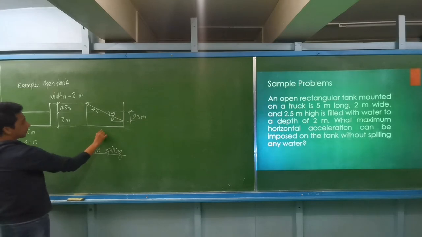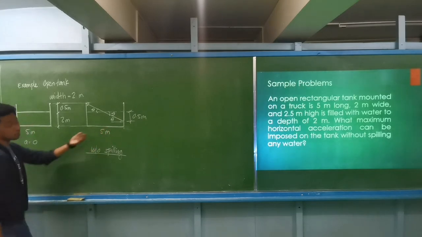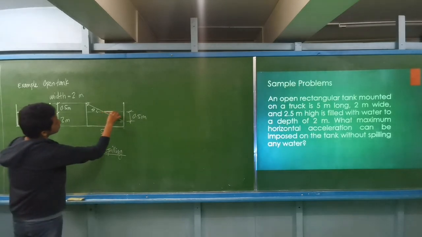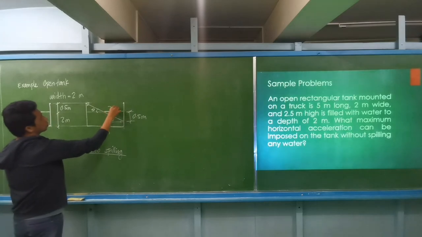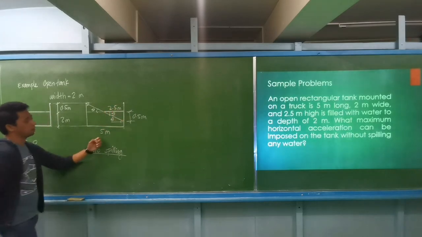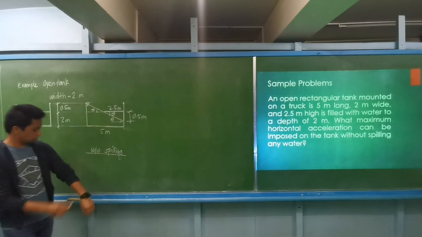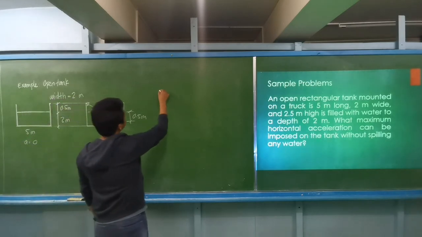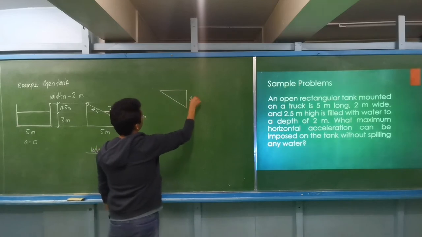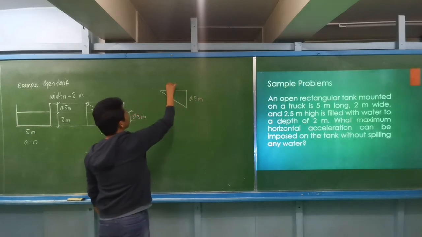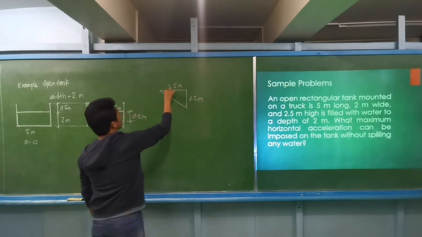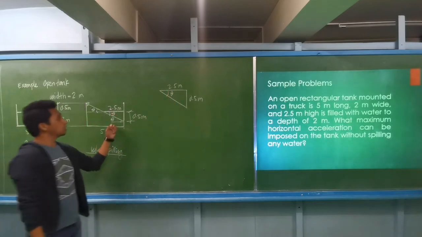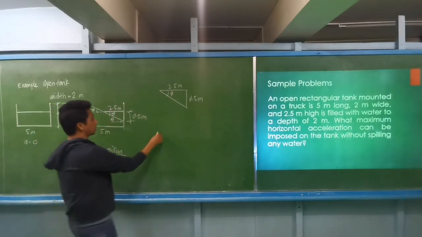If the length of the tank is 5 meters, I think it is obvious that this distance is 2.5 meters, just half of the 5 meters. So if we consider this triangle, this is 0.5 meter, this is 2.5 meters, so this is theta, the same as the inclination of the liquid surface, we can use tangent.